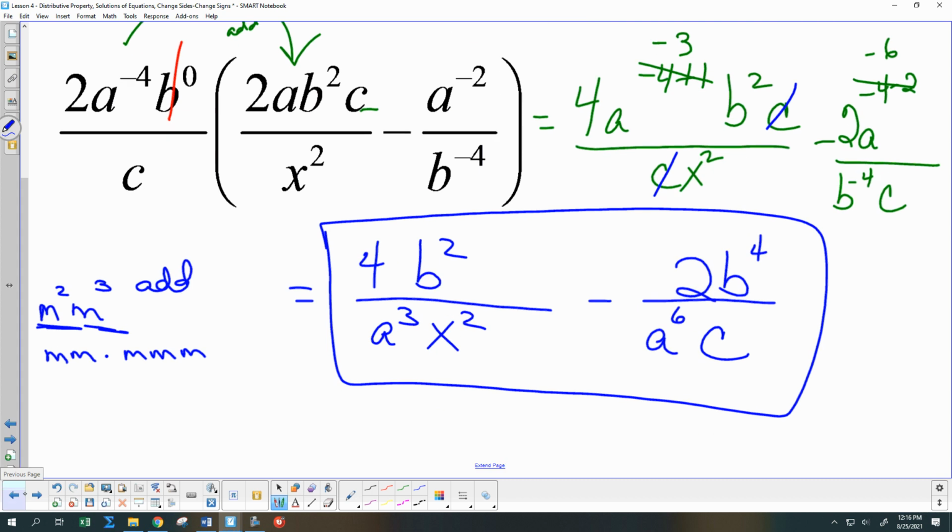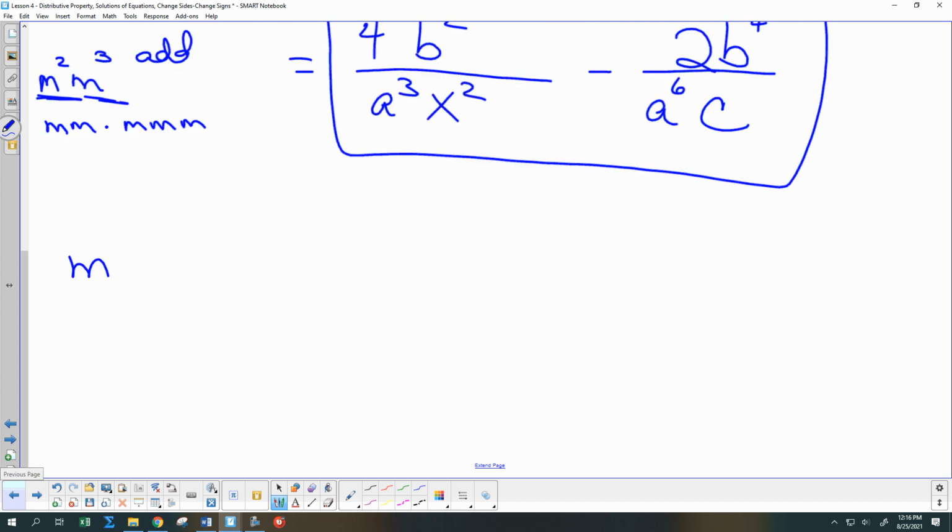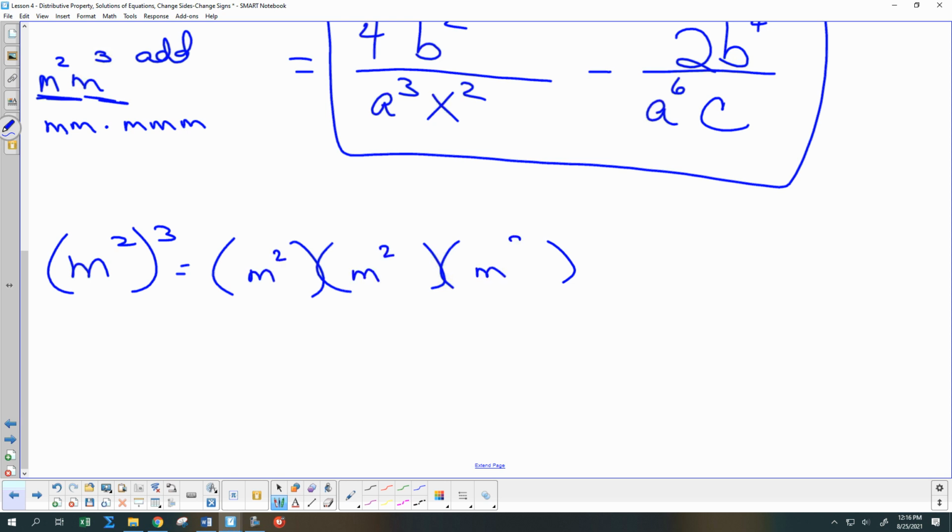When you raise a power to a power, if you have m squared, cubed, I don't have m written again as a base, because this one means parentheses, parentheses, parentheses. That means m squared times m squared times m squared. So I have m times m times m times m times m times m, and all together I have m to the sixth. So anytime you get the rules confused, write down something simple like that to help you remember.